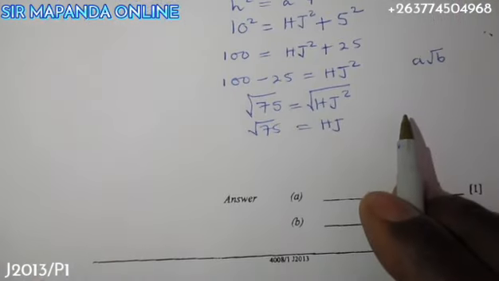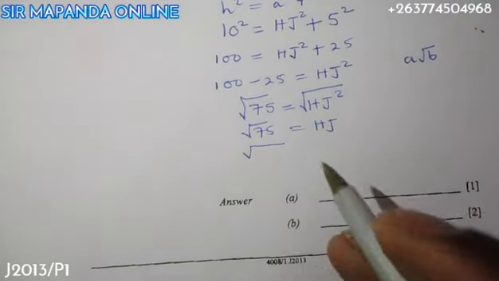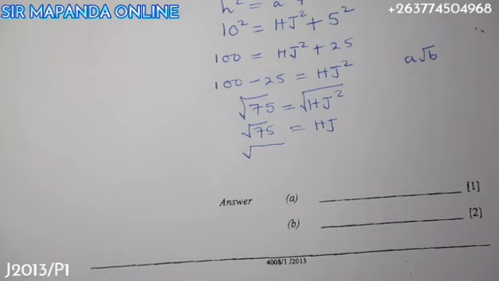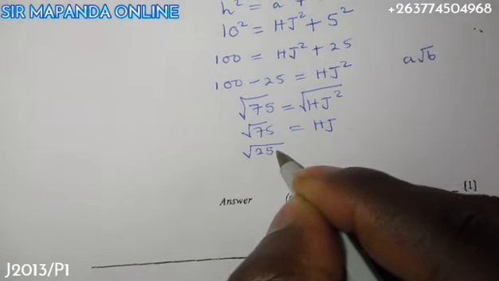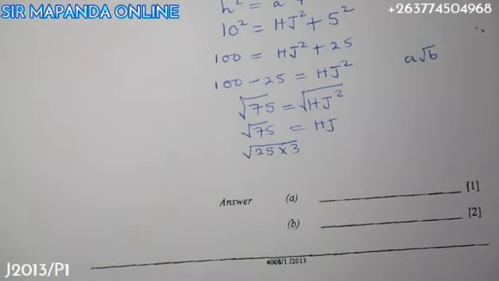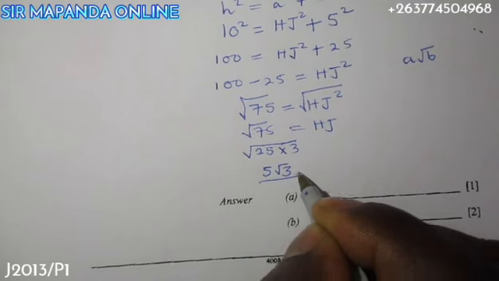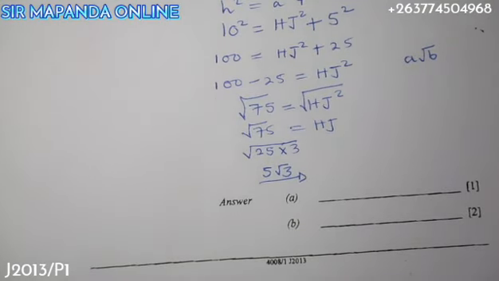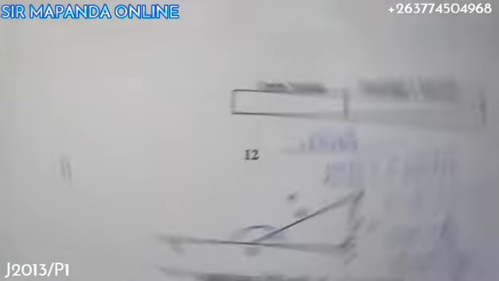To reduce square root of 75 to a root b form, you find two numbers which multiply each other, and one of them must be a perfect square. So you can say 25 times 3. 25 times 3 gives you 75. 25 is a perfect square. So what is square root of 25? It's 5. So the answer is 5 root 3, which is the same as root 75. Let us move on to question number 12.